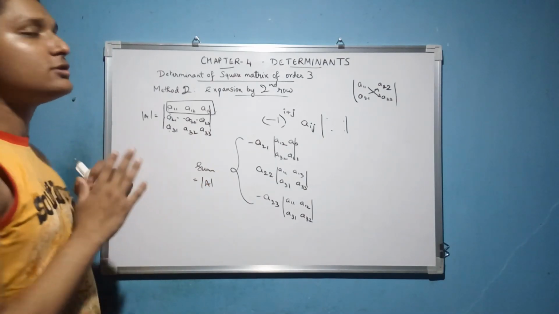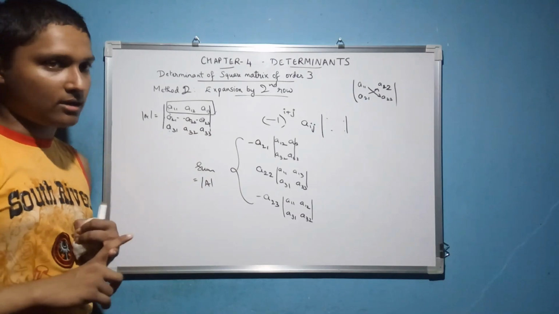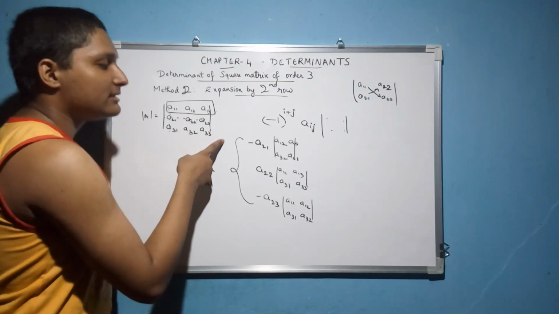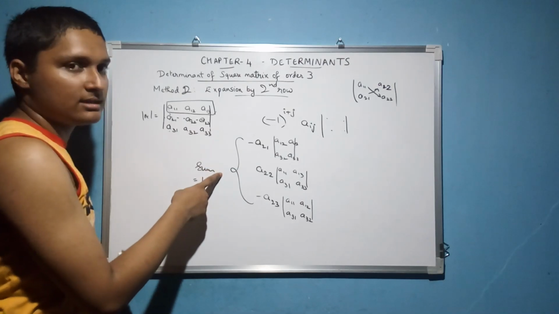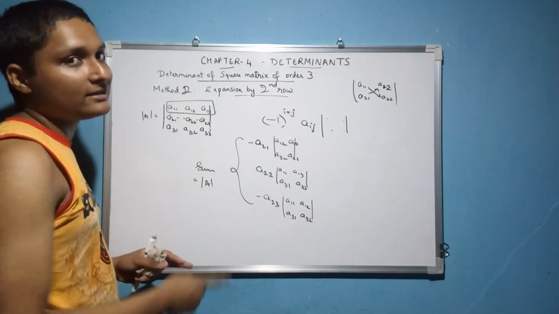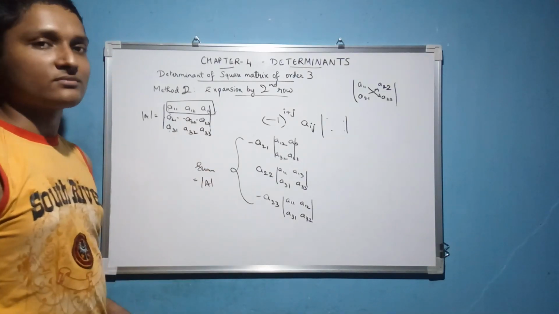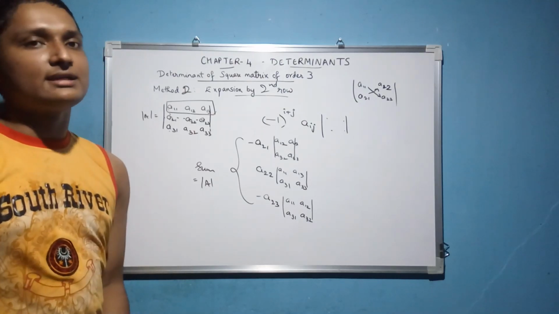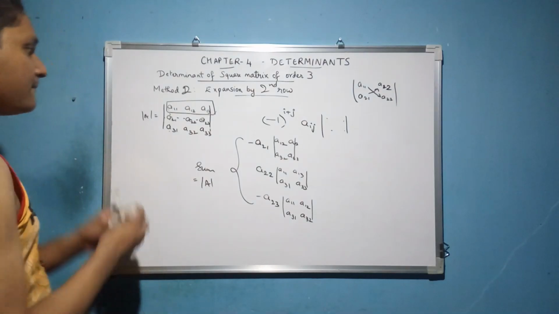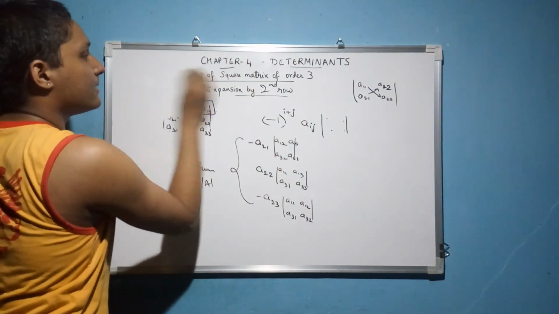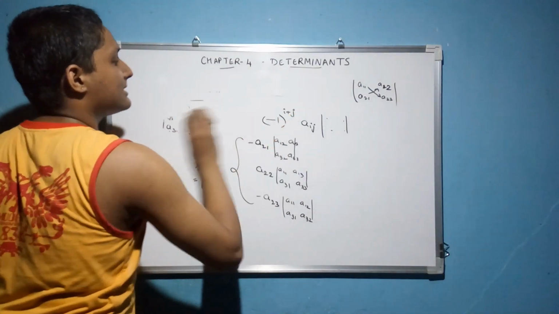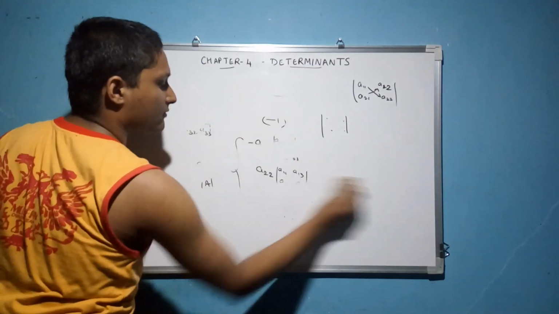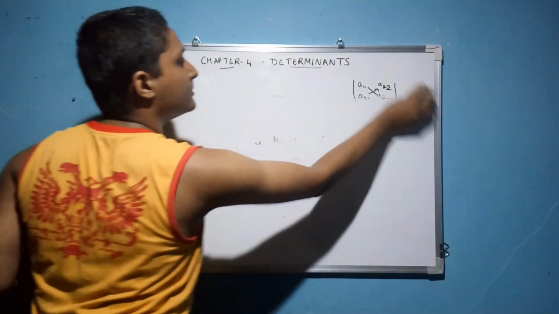So if you have to start with the second row or the second column, then it is going to be negative in the first, positive in the second, and negative again in the third one. That's all about how to get the determinant of a square matrix of order 3. We have an example now. So a random example. The whole exercise is just about finding the determinant.